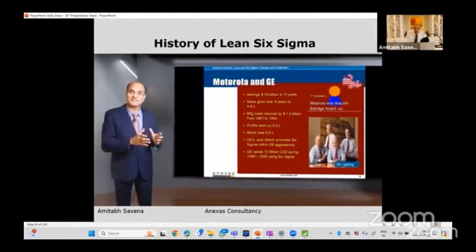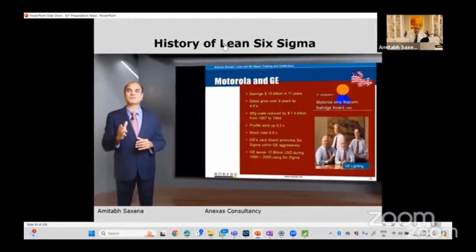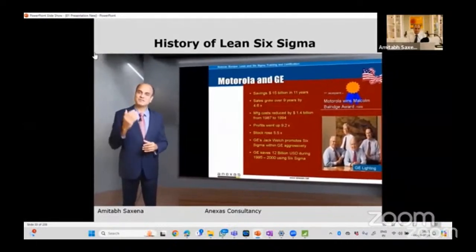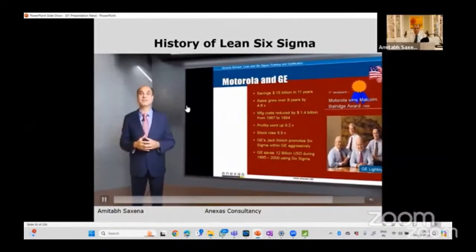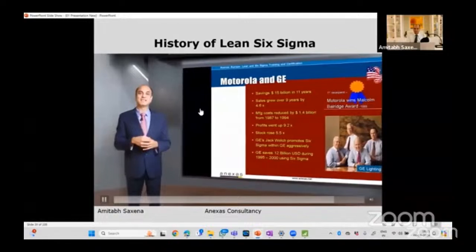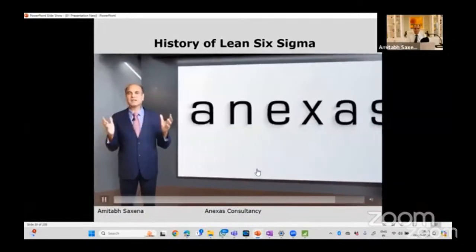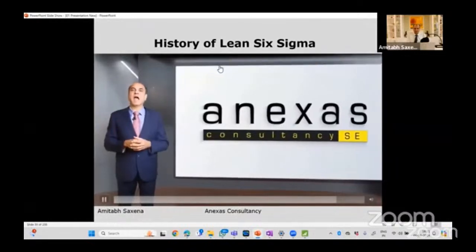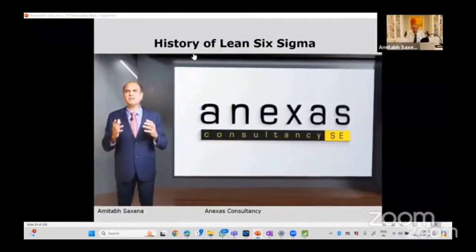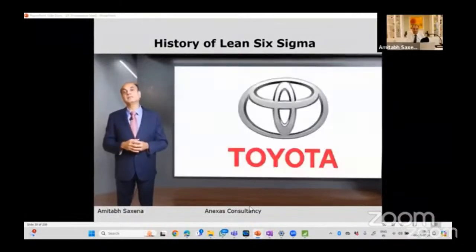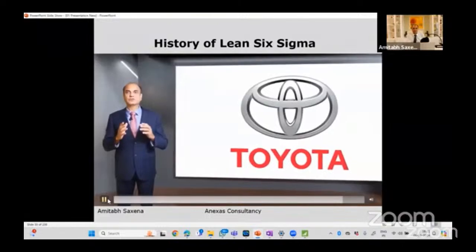Then GE started telling their vendors and suppliers that if you want to have business from GE, you need to implement Six Sigma. So vendors also started asking what is Six Sigma, and GE would say that we will send our master black belts and train you in this methodology. So in this manner, Lean Six Sigma spread out around the world, and today almost 80% of the Fortune 100 companies and many, many more companies around the world have implemented Six Sigma and Lean. Lean started in Toyota. Some of you were partially right. Lean started in Toyota and Six Sigma started in Motorola.